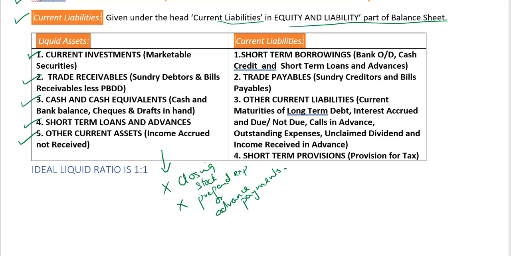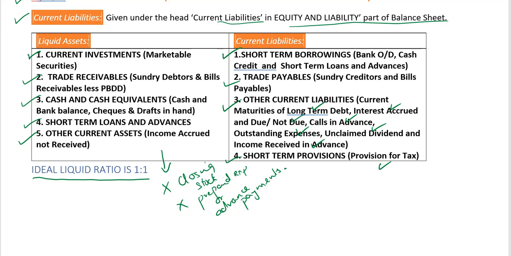To arrive at the current liabilities, we will take up the short-term borrowings in terms of bank overdraft, cash credit and other short-term loans and advances. We will take the trade payables in terms of sundry creditors and bills payable. Other current liabilities will be included. As part of this, we will take current maturities of long-term debt, interest accrued and due, interest accrued and not due, any calls in advance, outstanding expense, unclaimed dividend and income received in advance. Short-term provisions will also be included, such as provision for tax.